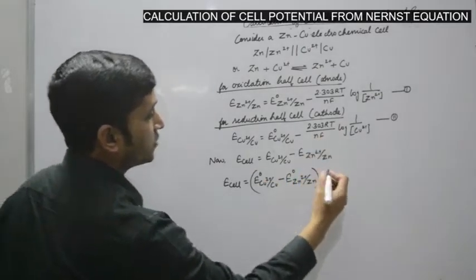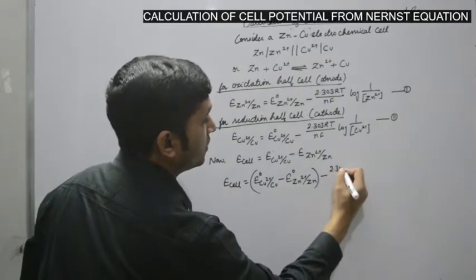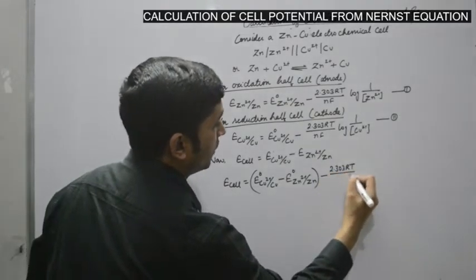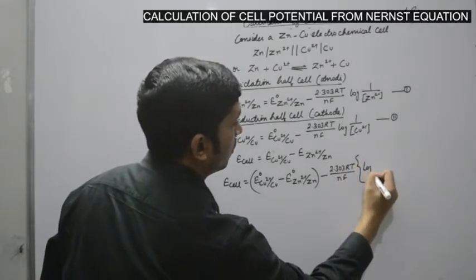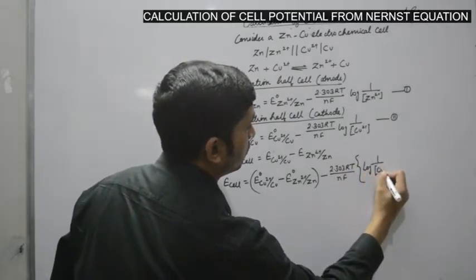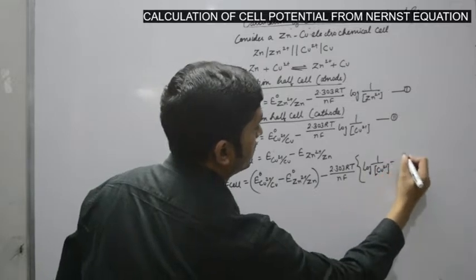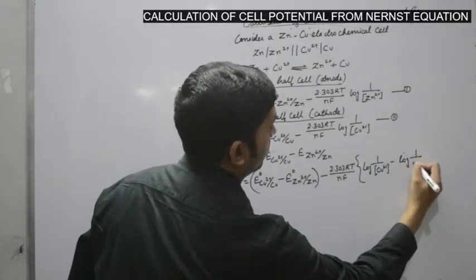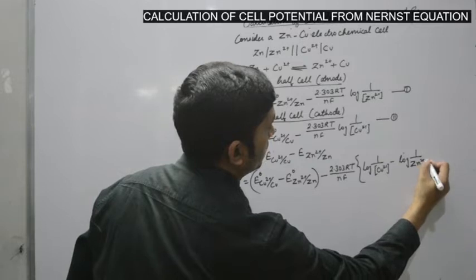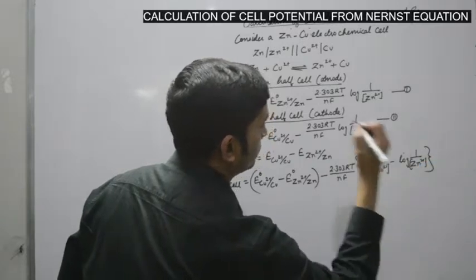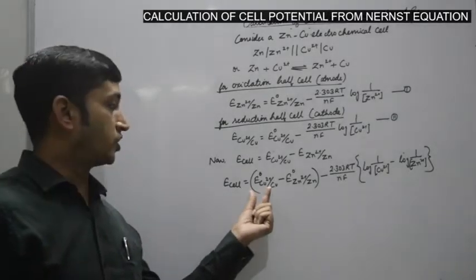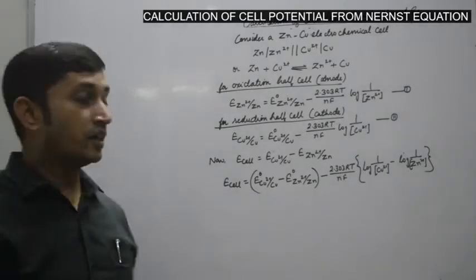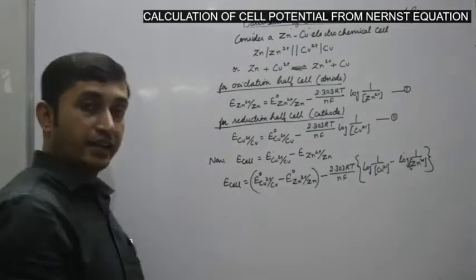From the second part we can take out 2.303 RT upon NF common, then in the bracket log 1 upon concentration of copper ion minus log 1 upon concentration of zinc ion. Now we all know that the difference in the electrode potential of cathode and anode is the cell potential. So this difference represents standard cell potential.